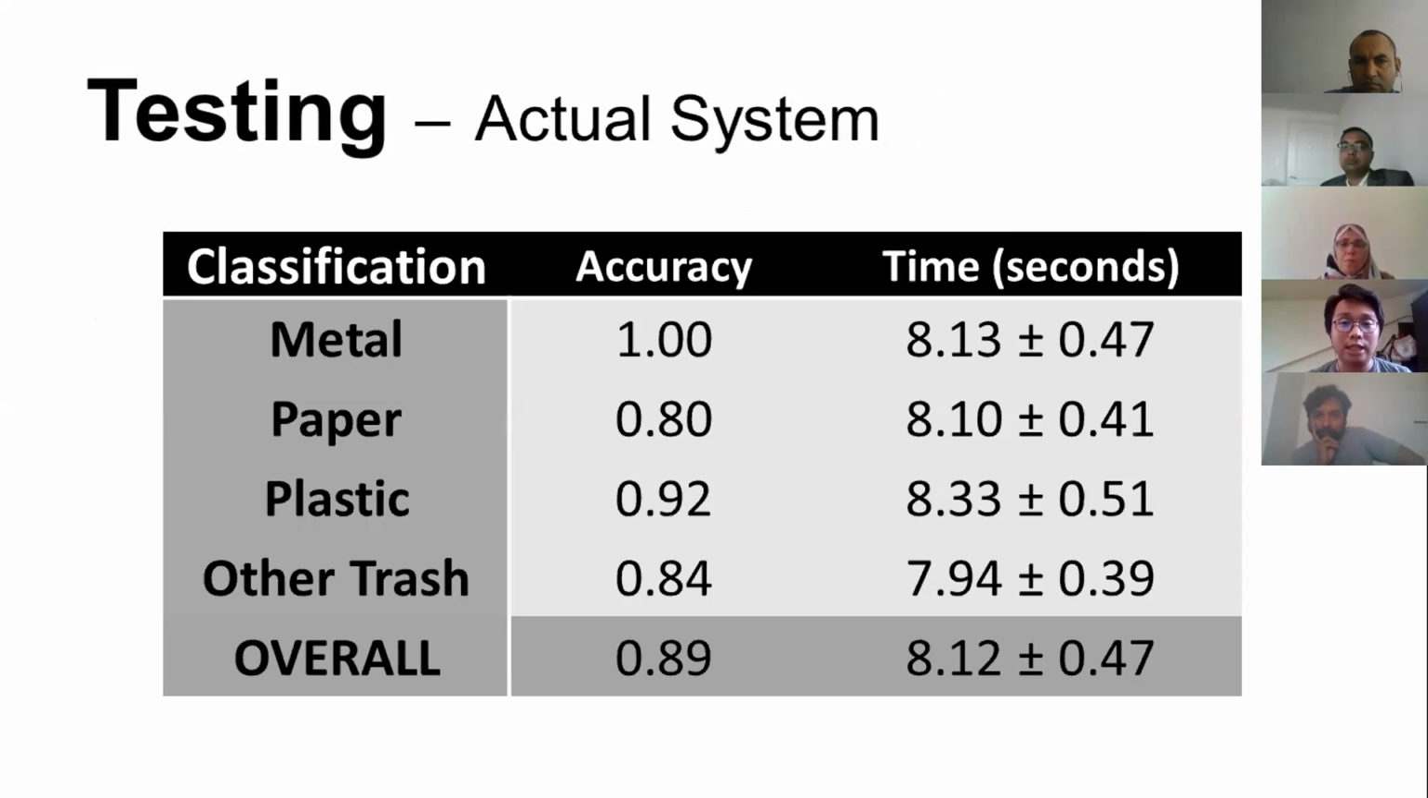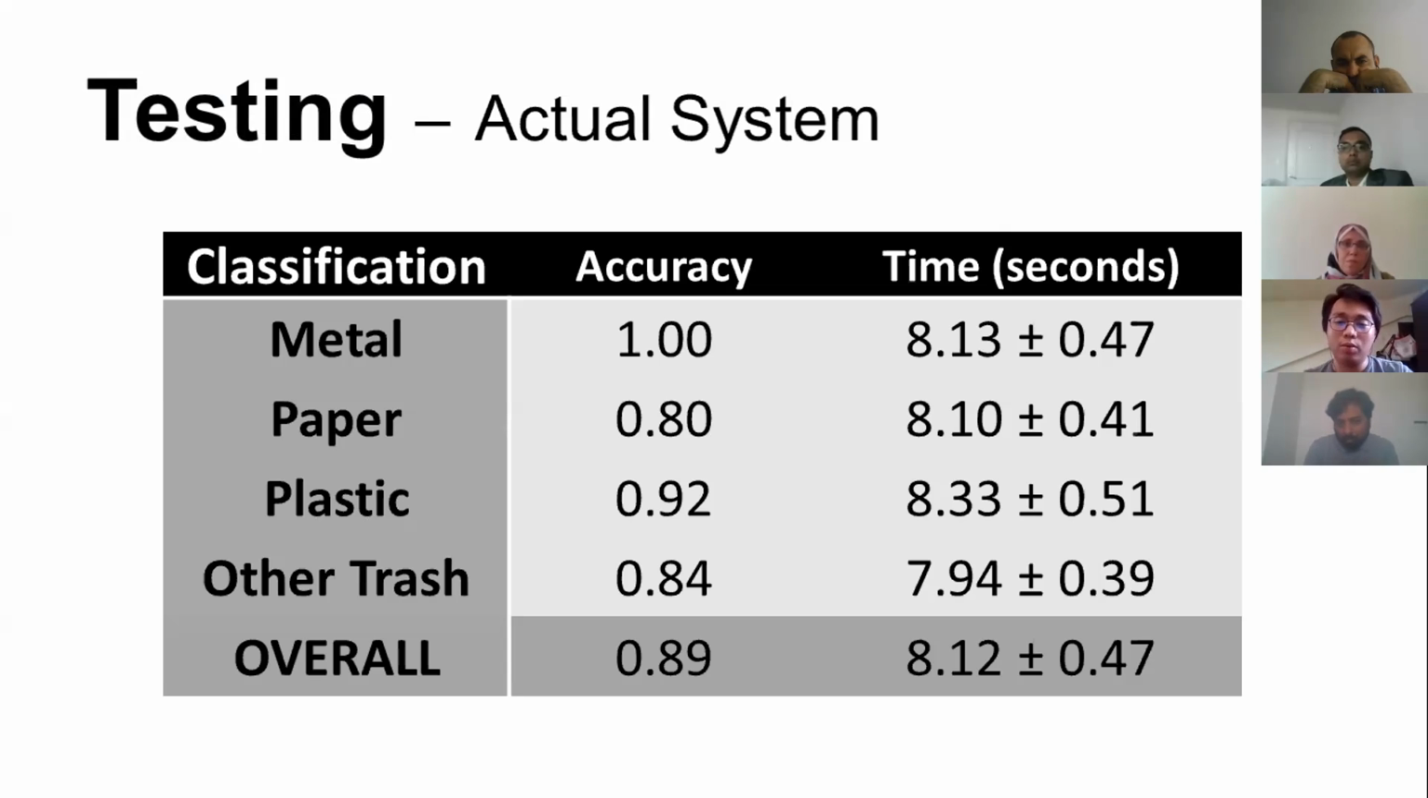Once we trained our system, we tested the model just for photos. We have to test it physically. We built our own prototype. We threw trash in it, and as you can see, here are our results for the testing. Accuracy: 100% metals, paper 80%, plastic 92%, other trash 84%.